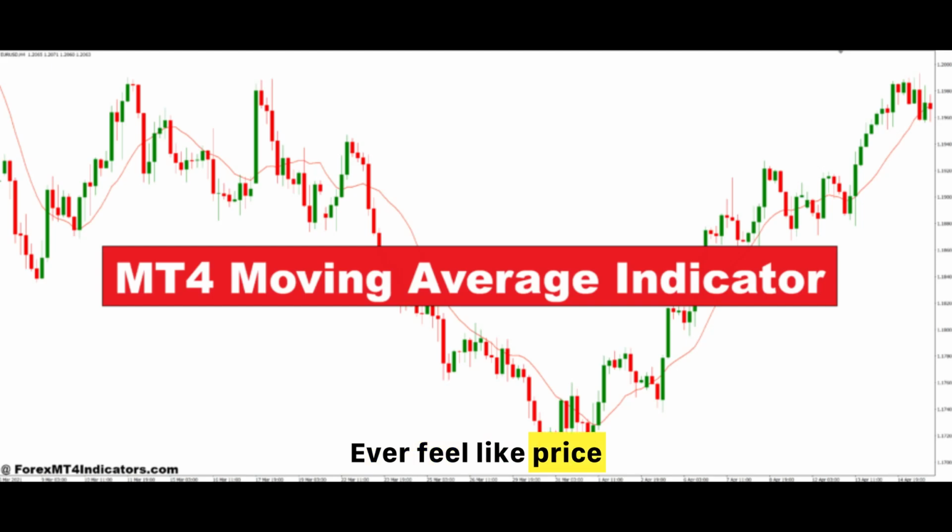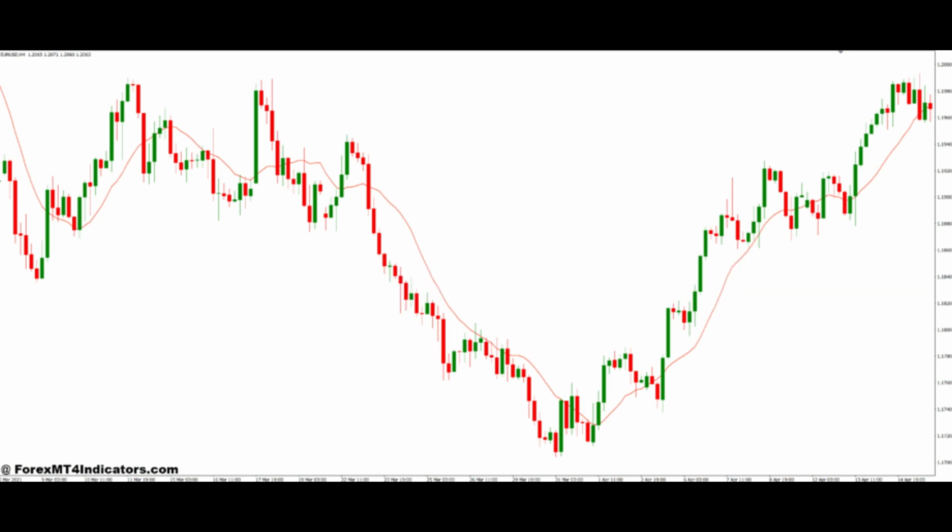Ever feel like price is just messing with you? Bouncing up, down, up again, and you can't tell if it's a real move or just noise? That's the problem the moving average fixes. The moving average smooths out price by averaging it over time. So instead of chasing every candle, you see the actual trend.